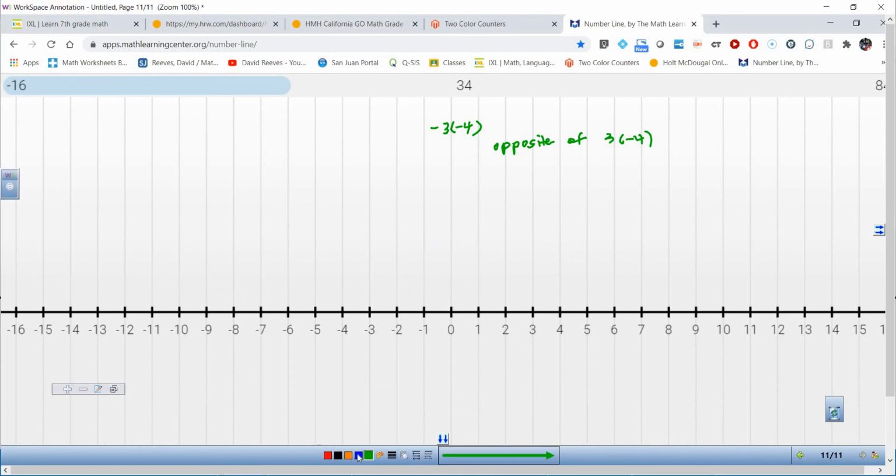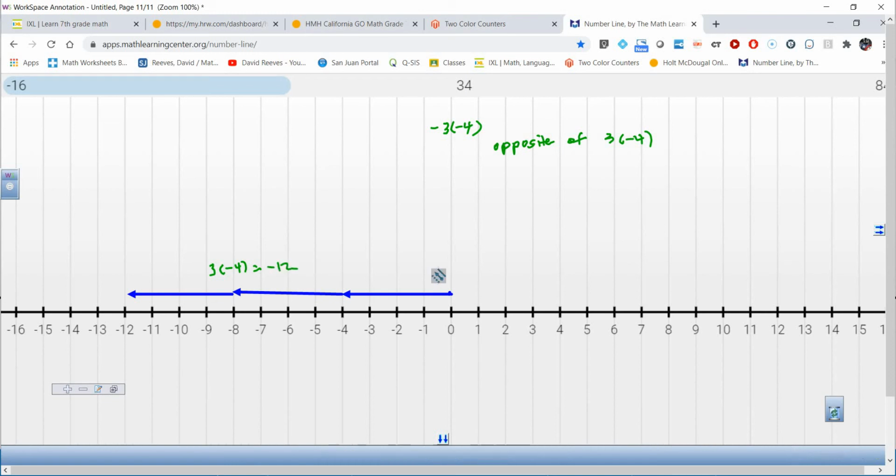All right, and I'm going to make it blue, not green. So here we go. We want to do 3 times negative 4. I'm going to start at 0. There is 1 negative 4. There are 2 negative 4s to negative 8, and then there are 3 negative 4s. All right, so that would get us to negative 12. So 3 times negative 4 is negative 12, right?